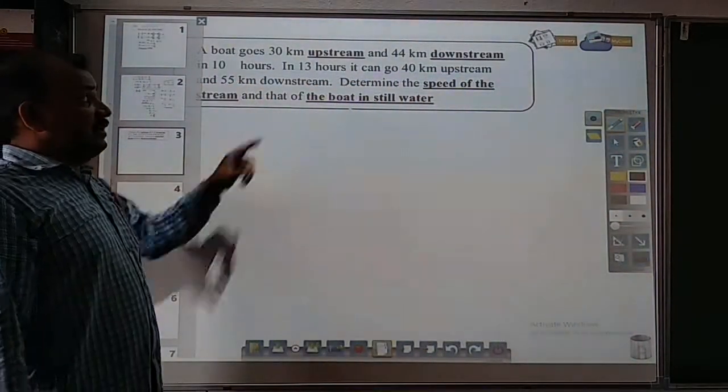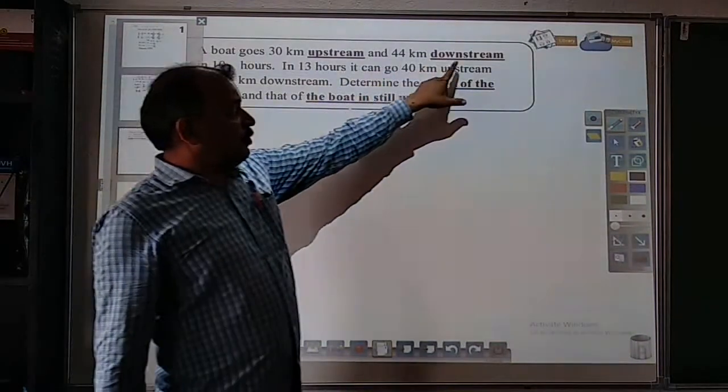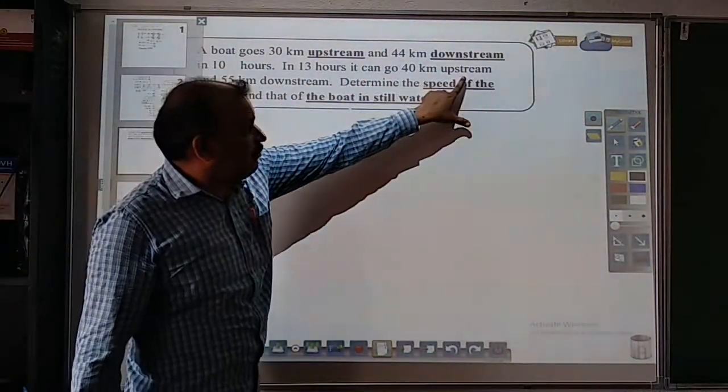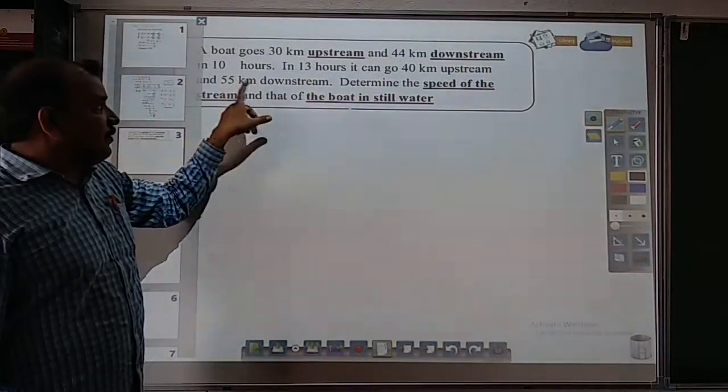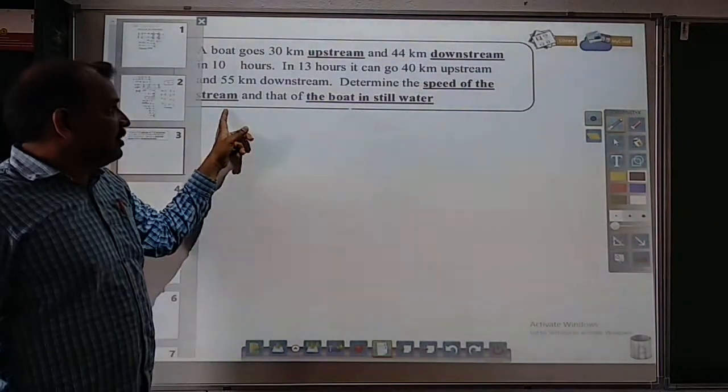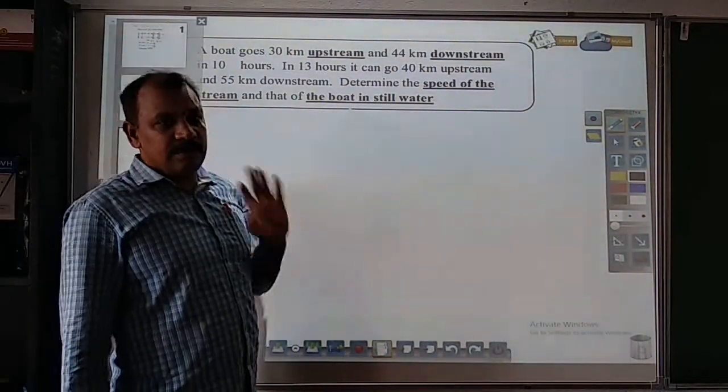A boat goes 30 kilometers upstream and 44 kilometers downstream in 10 hours. In 13 hours, it can go 40 kilometers upstream and 55 kilometers downstream. Determine the speed of the stream and speed of the boat in still water.